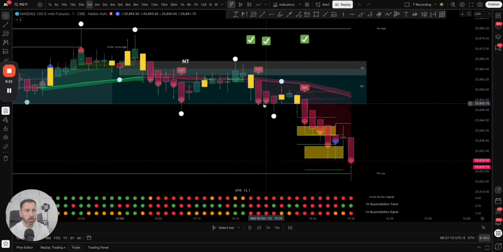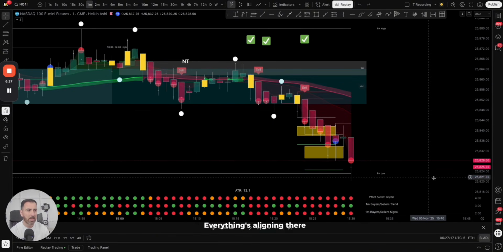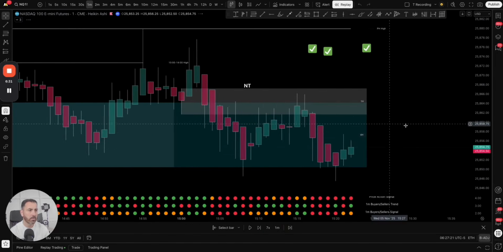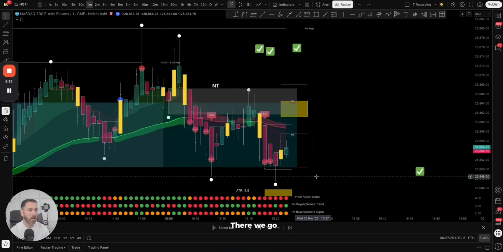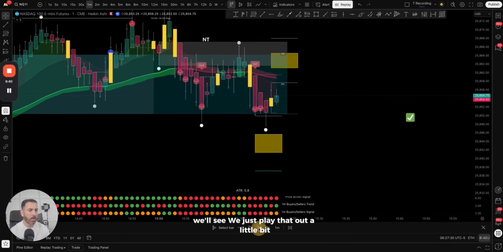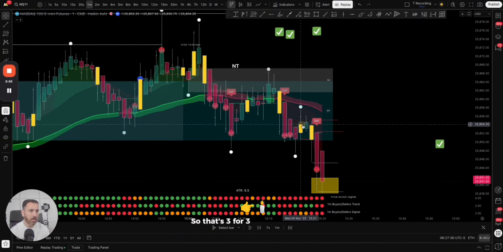Now, that's 3 for 3. It's closed below the 4 hour, below the 1 hour, trend wave, everything's aligning there. Let me just pop on where this is going to. There we go. We'll just play that out a little bit. It comes down and then goes on to the next signal anyway. So that's 3 for 3.